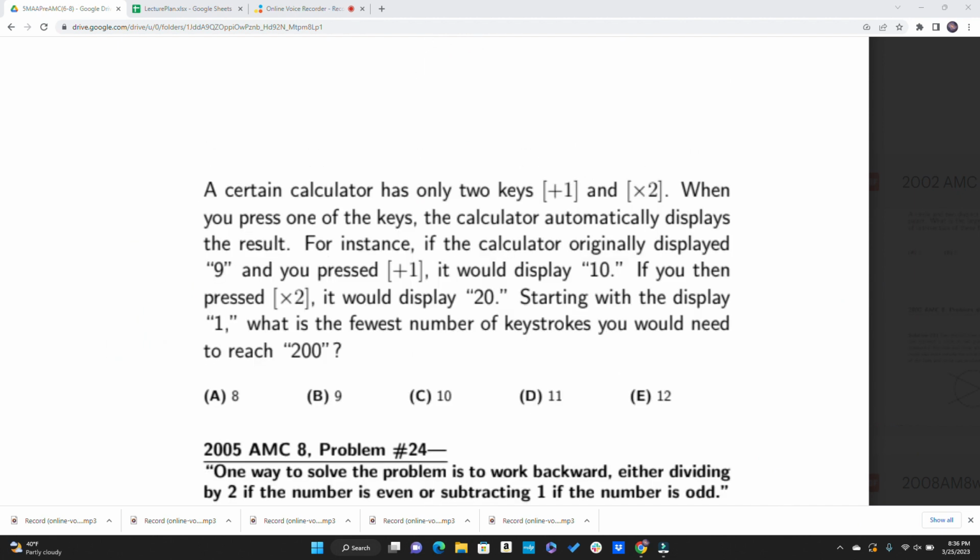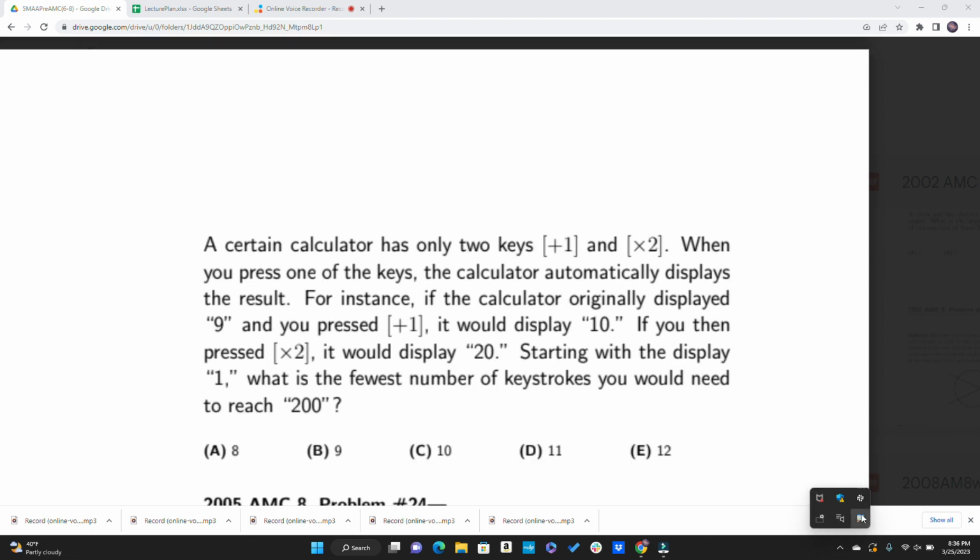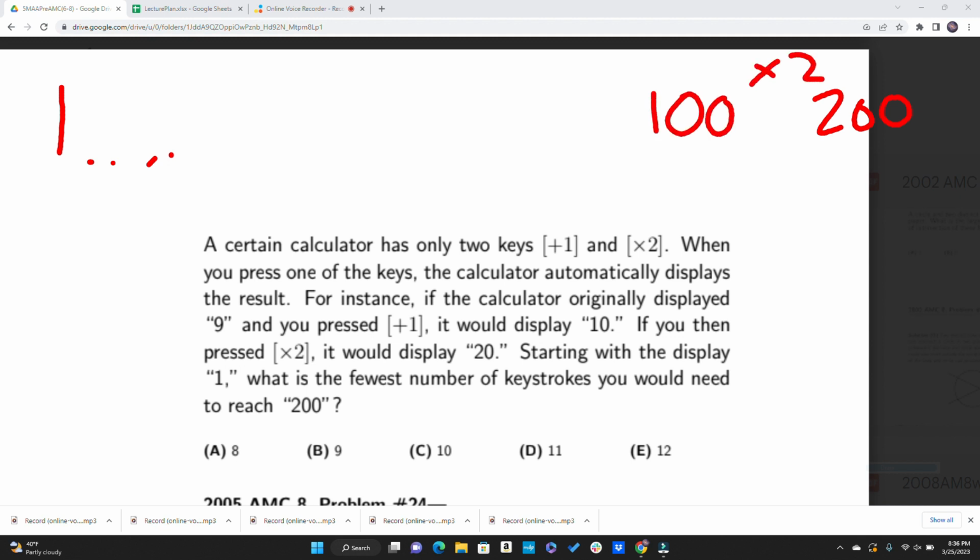Okay, we've got a calculator with only the keys +1 and ×2. We want to get from 1 all the way to 200. So let's think about the fastest way to do that. Well, how would we get from the step before 200 to 200? Let's work backwards. Before 200, we can be at 100 and then press the ×2 key. We can skip all the way from 100 to 200. That seems like the fastest way from there.